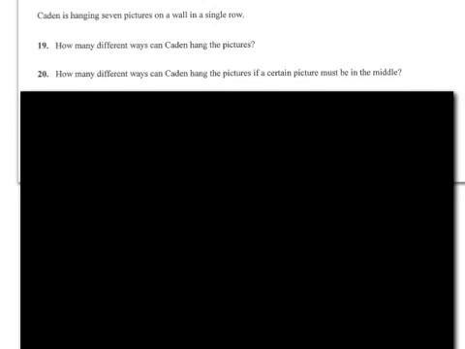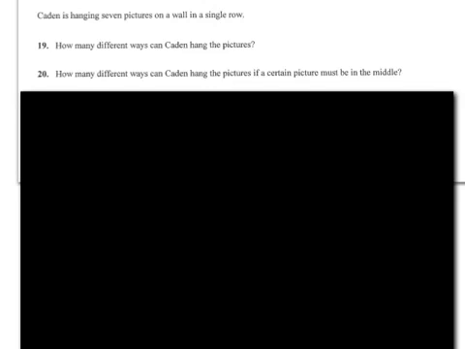If you think about it, picture 1, 2, 3, 4, 5, 6, 7. He reaches over, there's 7 pictures, and he hangs one up. Then there's only 6, then there's 5, 4, 3, 2, 1. This is the same as 7 factorial. And 7 factorial is going to give us 5,040 different ways he can uniquely hang up 7 different pictures.